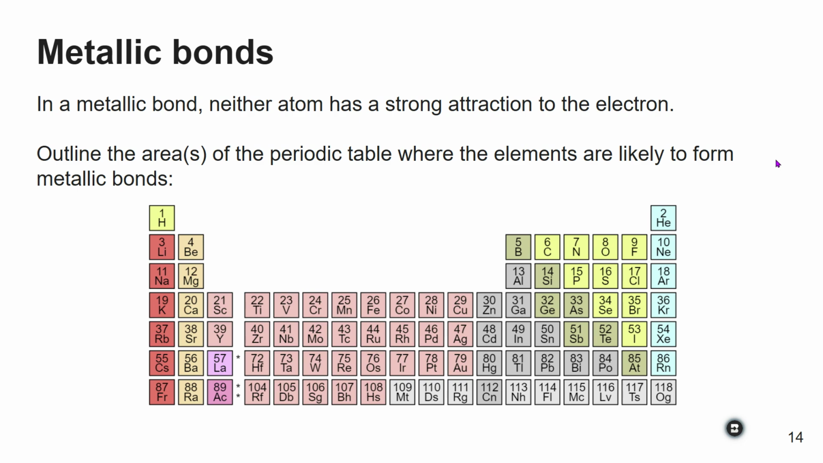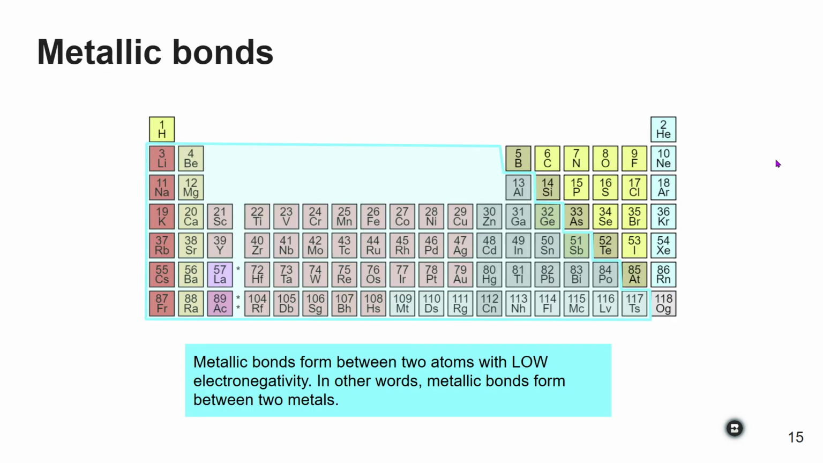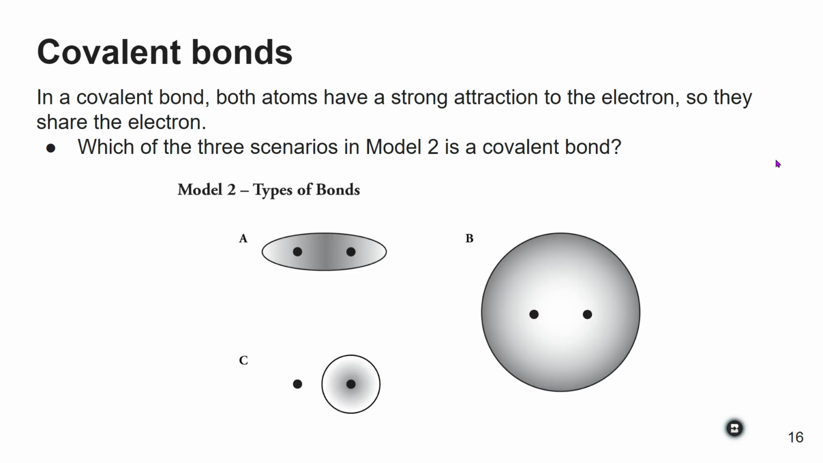Either on the screen or just in discussing by looking at your own periodic table, which elements would we likely see to form metallic bonds? Either sketch it on your screen or just discuss. Hopefully this is what you came up with. Remember, all the elements to the left of the stair-step line are metals. That does not include hydrogen. So this is going to form between atoms with low electronegativity values. In other words, metallic bonds form between 2 metals. Probably not surprising. Okay, moving on.